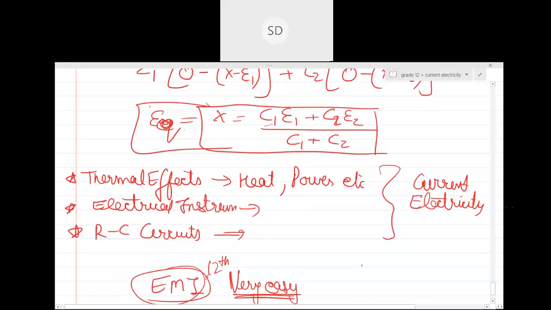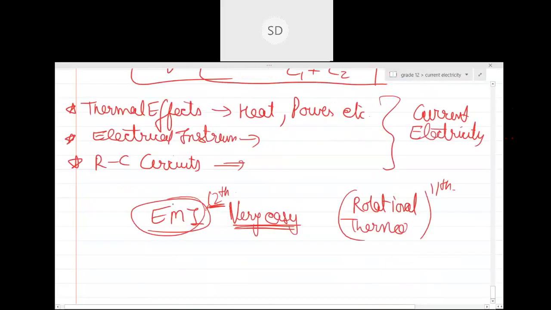What is the nightmare for 11th grade? Anyone remember? Rotational. So basically these are your nightmares for 11th grade. In 12th grade, this is the nightmare, and one more chapter is there. It is called modern physics, the whole unit. Modern physics is not understood so easily, but if you know current electricity, this chapter can be dealt with very easily. Okay? Is this clear, guys?